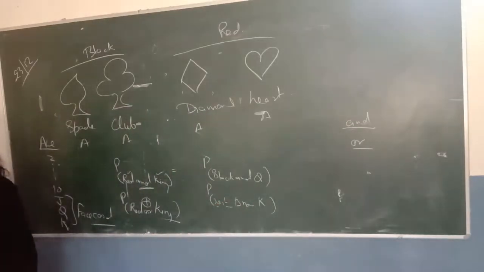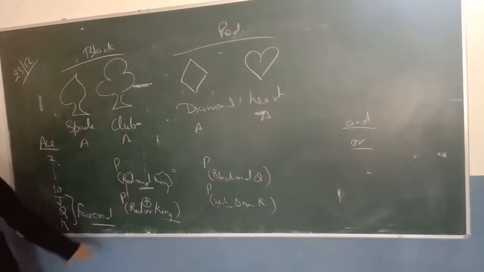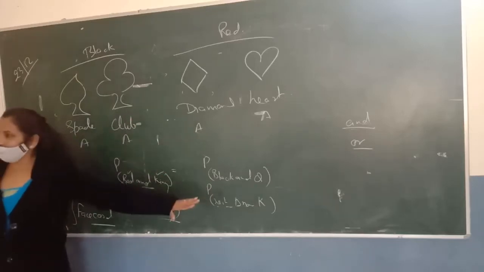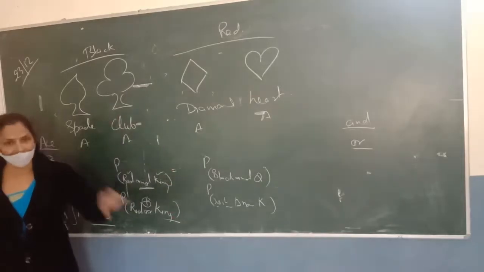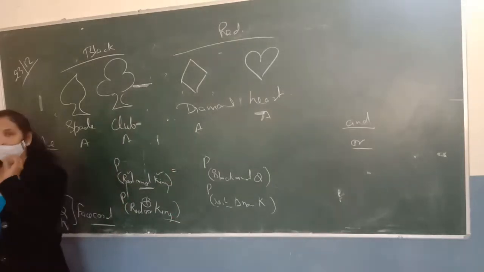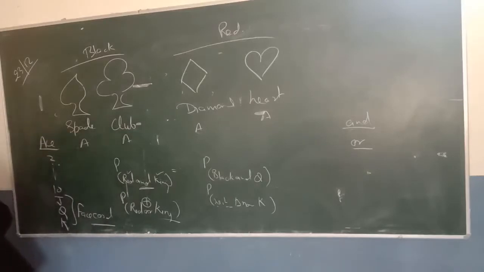24. Neither black nor king, so we removed all the black cards, and the kings left among the red cards we also removed. So we get 24 cards which are neither black nor king. Is it clear? So these are the questions about cards.